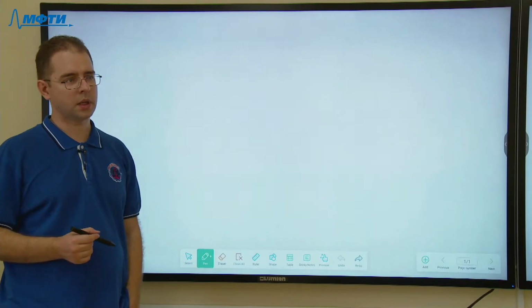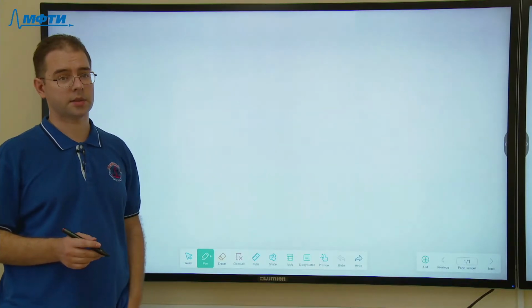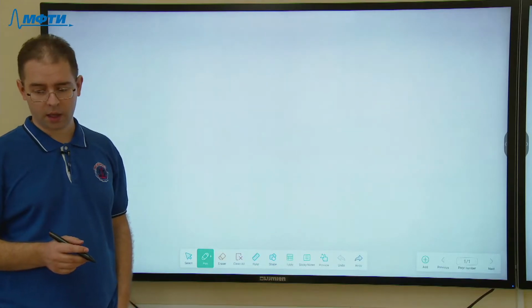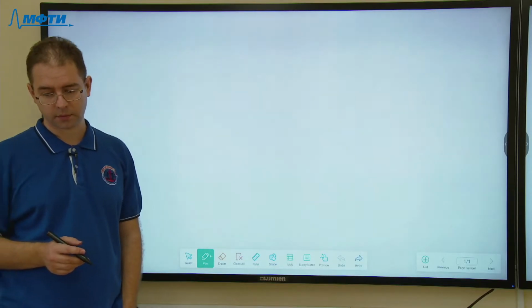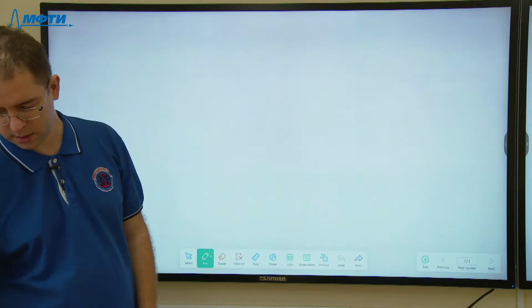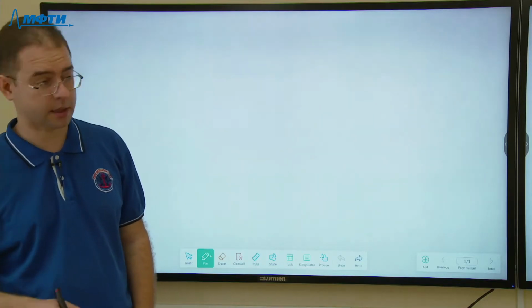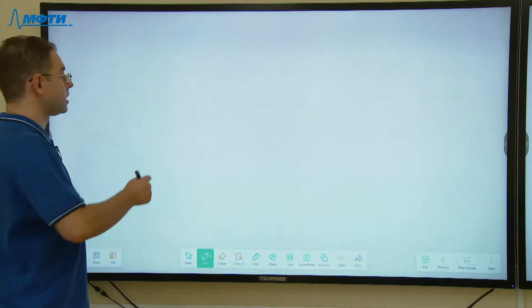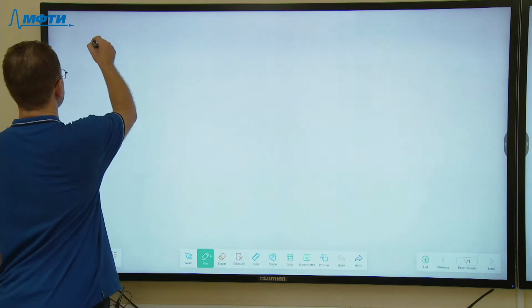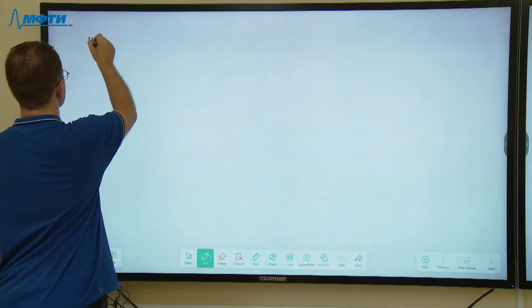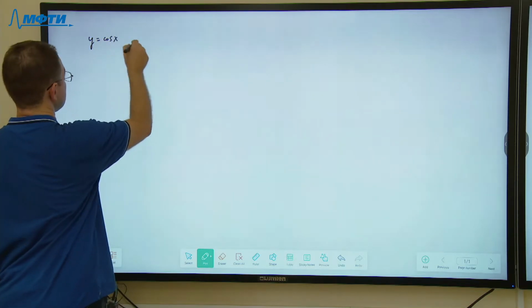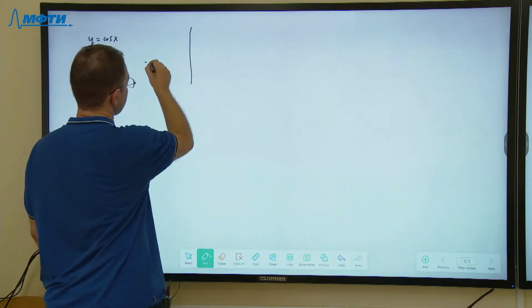Last time we started discussing trigonometric equations. Let me do this again. So we have a graph of a function y equals cosine x. It looks like that.